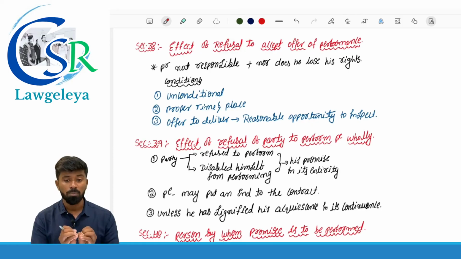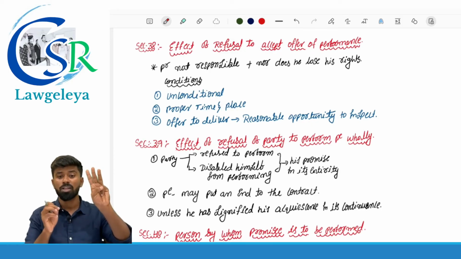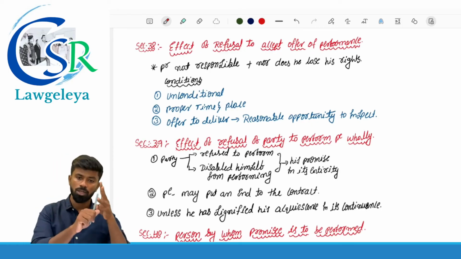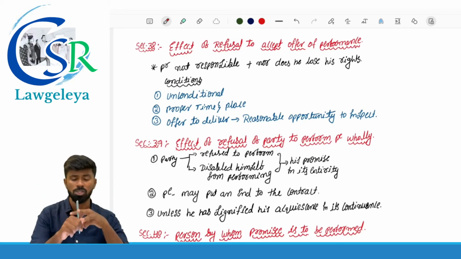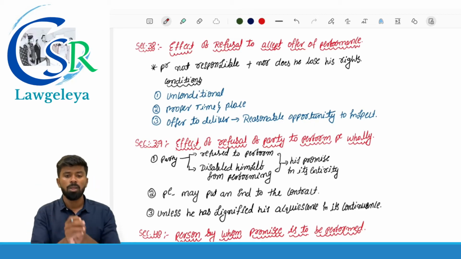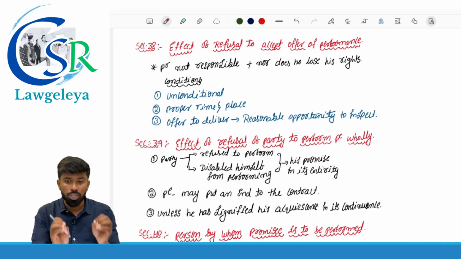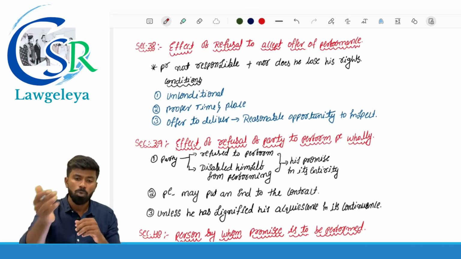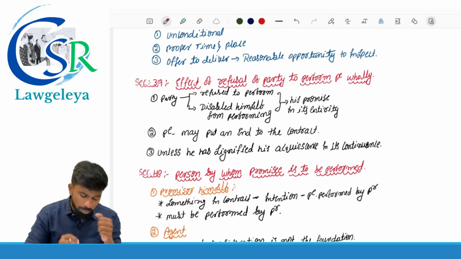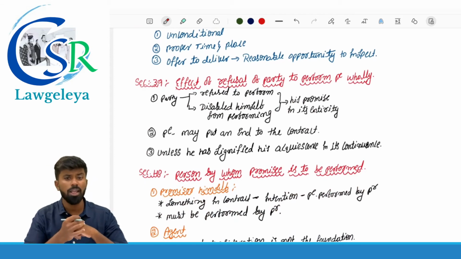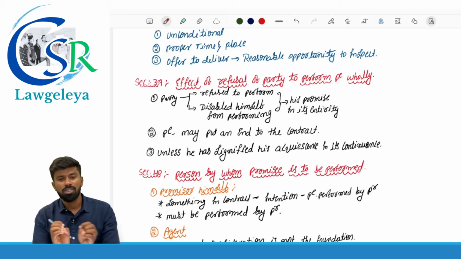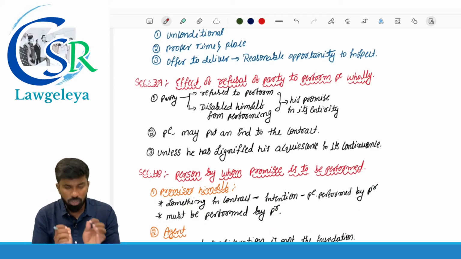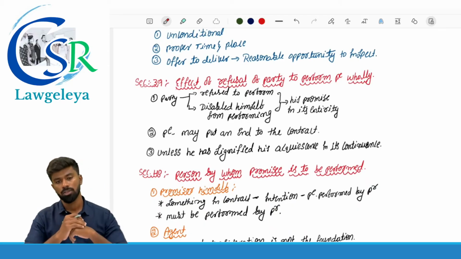the offer to perform by the promisor must satisfy how many conditions? 3 conditions. It must be unconditional, at a proper time and place. If it is to deliver something, then a reasonable opportunity to inspect the goods should be given to the promisee. Section number 39. 39 refuse, promisor refuses, breach of contract. Wherever there is a question of breach of contract, you should write section number 37, section number 39.